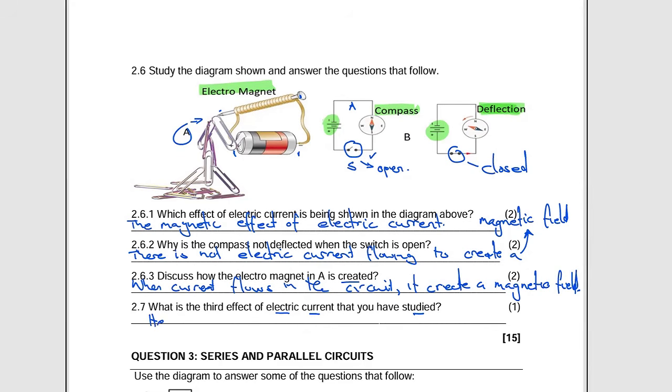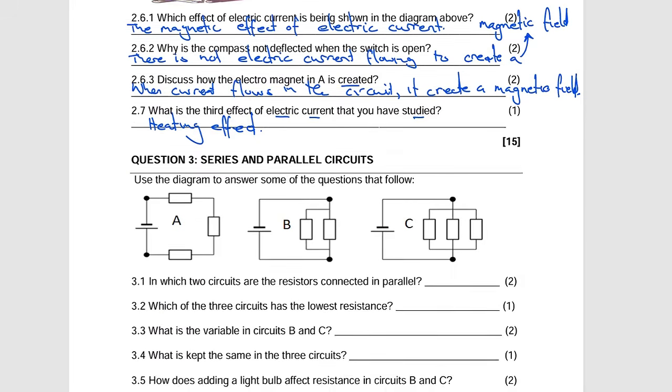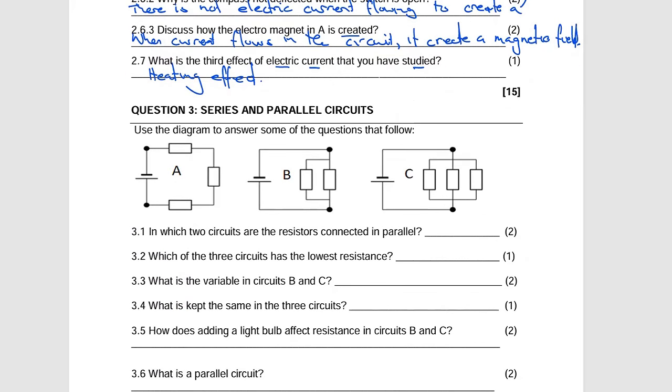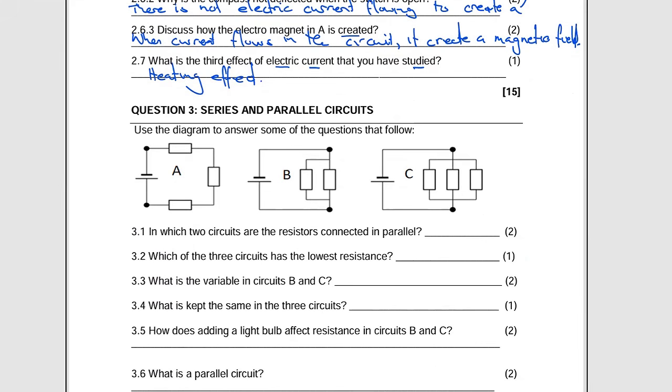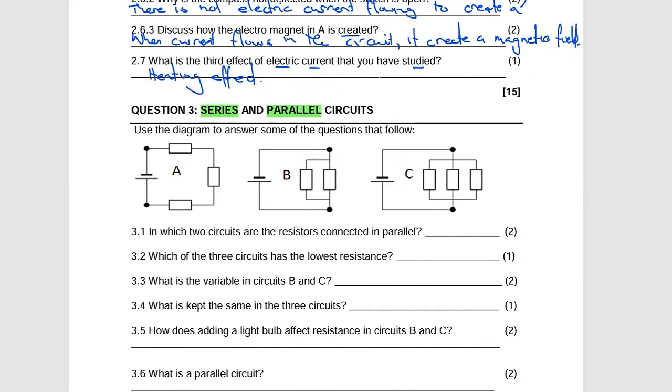So it's going to be our heating effect. Now, moving on to question number 3, we're having different types of circuits. We're going to say a series and a parallel circuit, right?